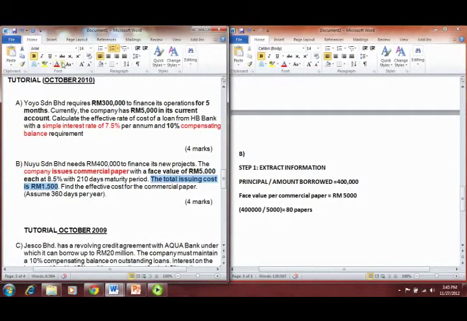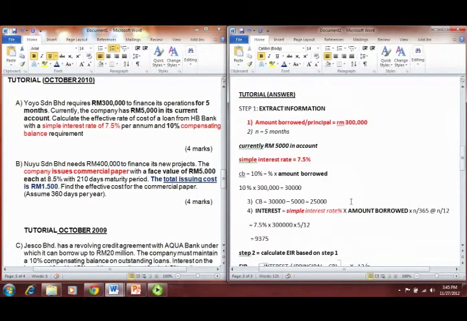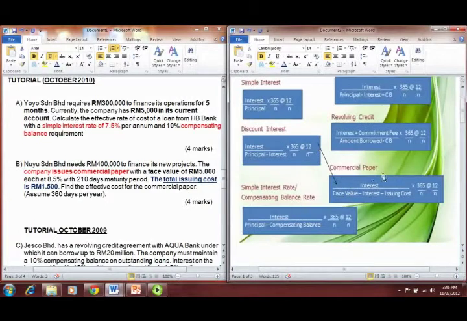Class, it means you do not need to calculate your issuing cost, because the question has given you the total issuing cost. But for other questions, sometimes they will not give it, and you need to calculate the total issuing cost. So your total issuing cost equals 1,500.